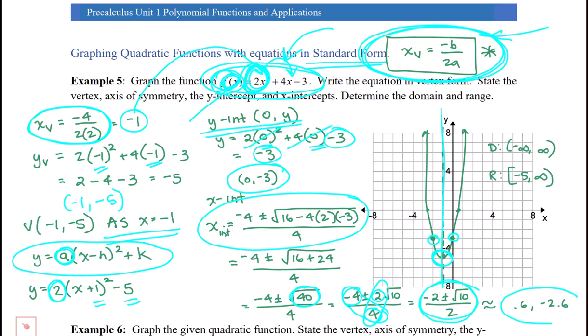Here are the decimal approximations using my calculator, and here are the approximate positions for the x-intercepts. Again, the domain goes forever from left to right. The range goes from bottom to top, including the -5.